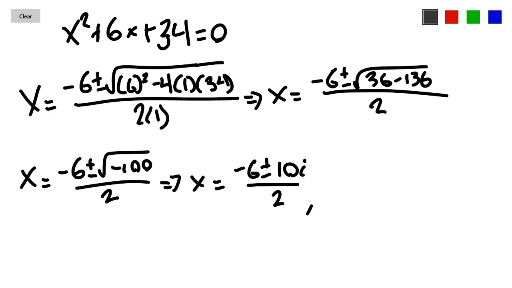And then finally, I can split up the fraction into the real part and the complex part and reduce. For the real part, I have negative 6 over 2, which is just negative 3, plus or minus. For the complex part, I have 10i divided by 2, which is just 5i. And these are my roots.